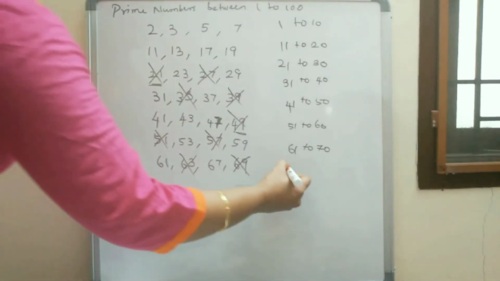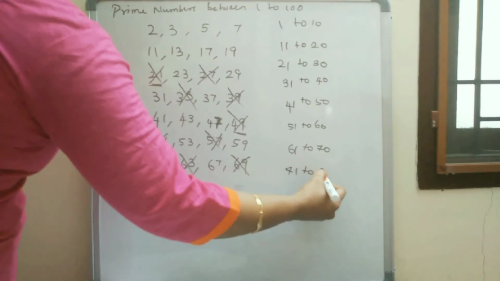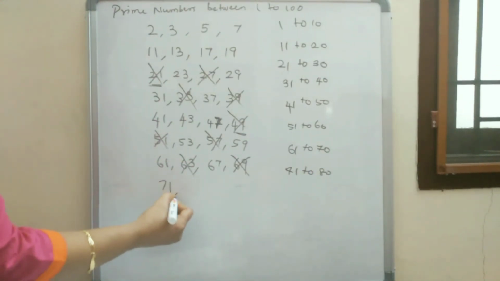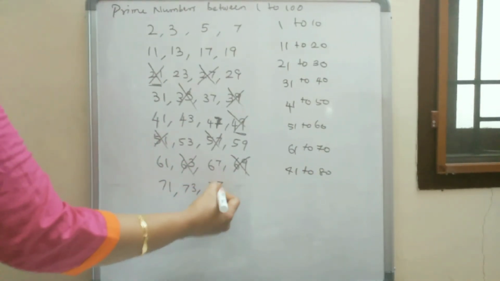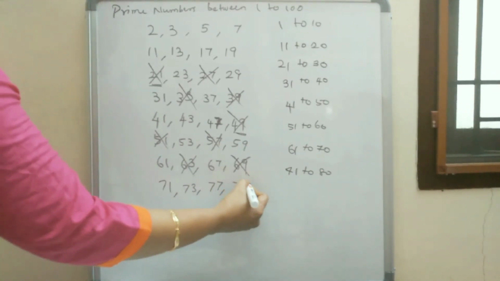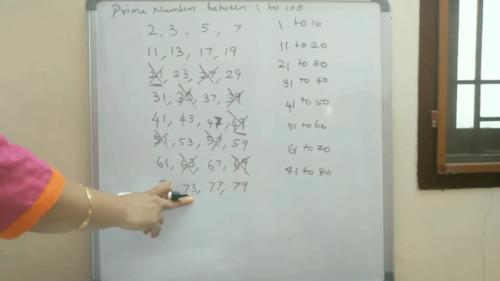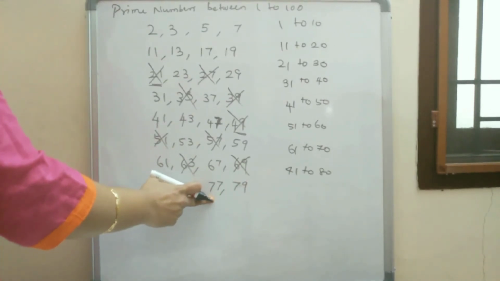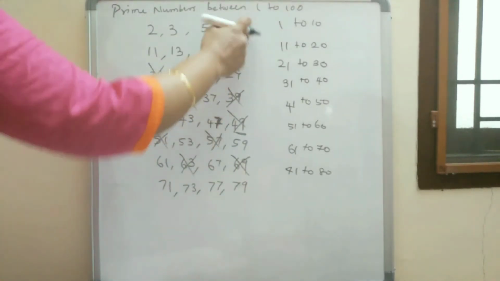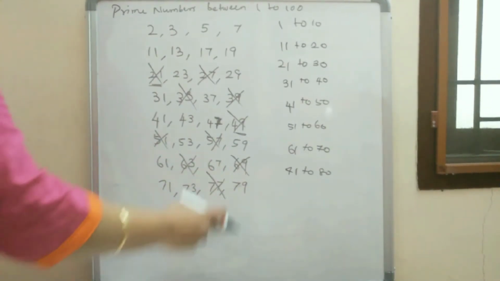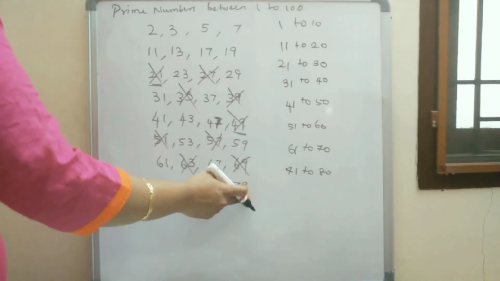Next we are going for 71 to 80. Okay, 71, 73, 77, 79. 71 is a prime number. 73 is a prime number. 77 is divisible by 7, so it is not a prime number. And 79 is a prime number.